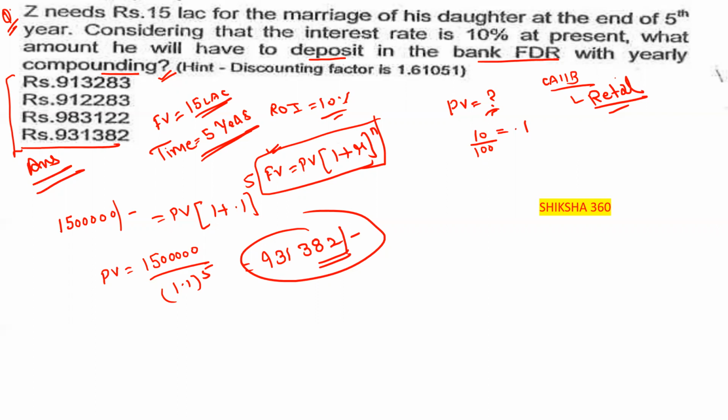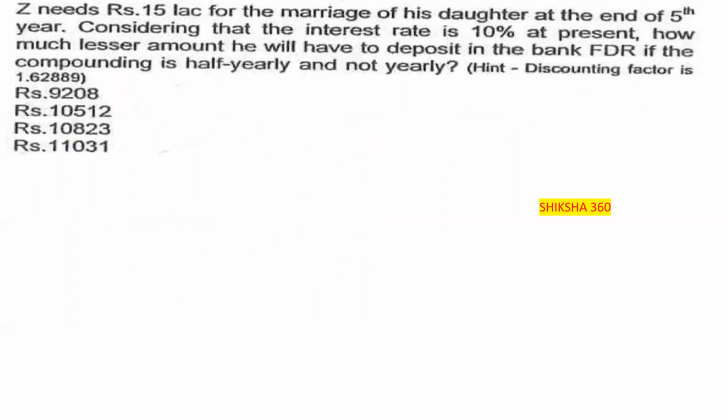Now move to the next question. It is a similar type of question, but there is a little bit of difference in that. So first of all we will discuss that question. Here they are saying that Z needs 15 lakh for the marriage of his daughter at the end of 5th year, same thing. Considering that the interest rate is 10%. Earlier also the interest rate was 10%.